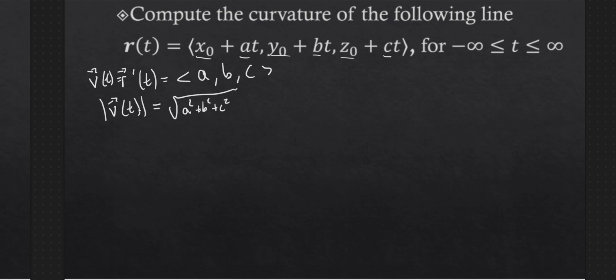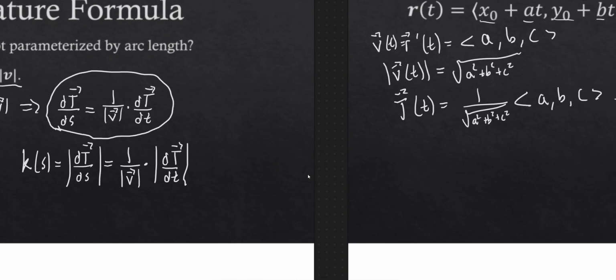I can now compute my unit tangent vector. Briefly recall how to compute a unit tangent vector: it's in the direction of the tangent vector, but with unit length. That means we divide by the magnitude of the tangent vector. So this unit tangent vector is 1 over the square root of a squared plus b squared plus c squared, times the vector a, b, c. That's my unit tangent vector. Let's take a derivative of this now with respect to time, because we need dT/dt.